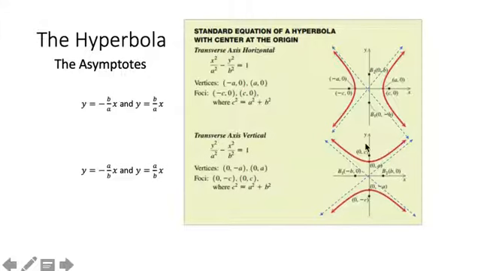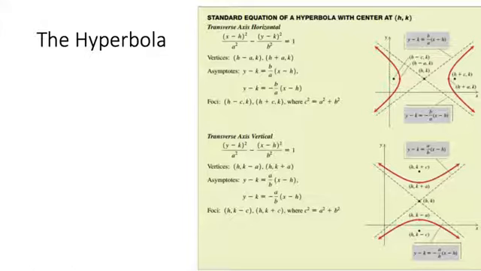Now what we're going to do in today's lesson is move that center away from the origin. So we're going to say the center is at (h, k). Notice most of this is the same. The only thing that's different is that we're adding the h and the k. This is still x squared over a squared and y squared over b squared, as is this one, y squared over a squared and x squared over b squared.